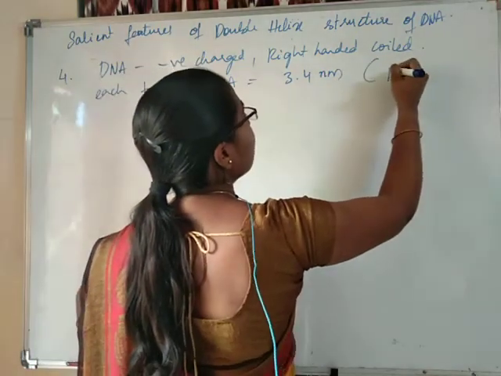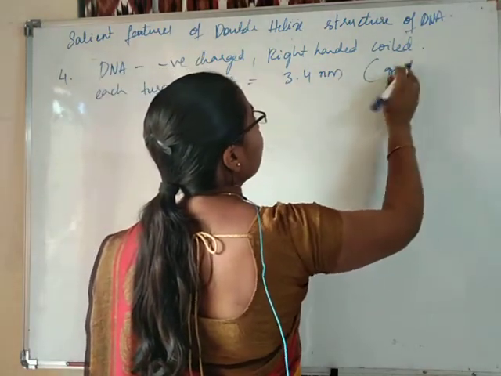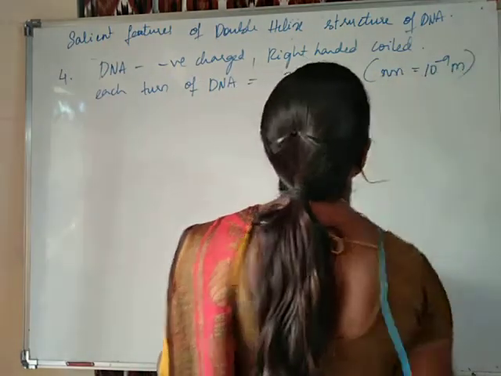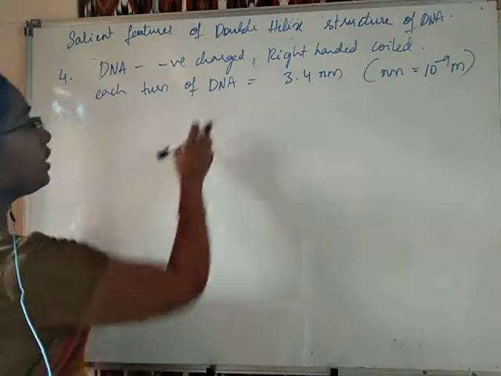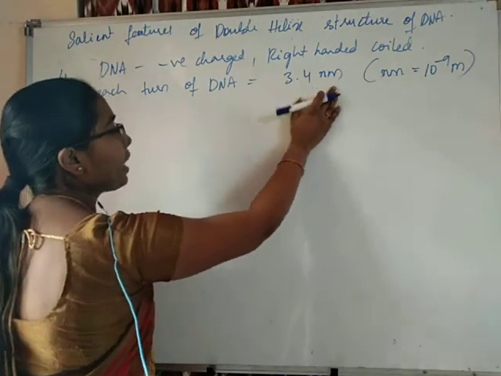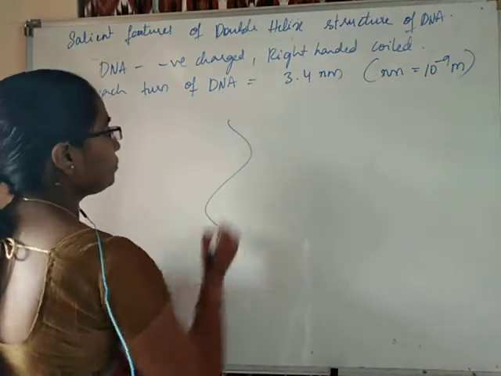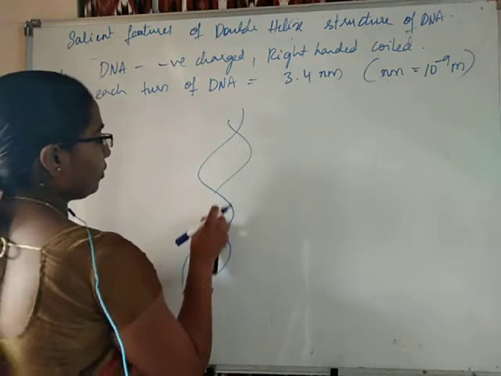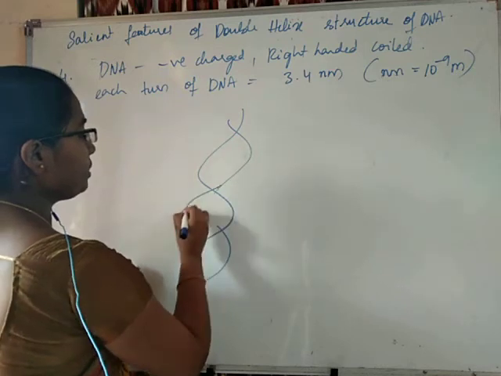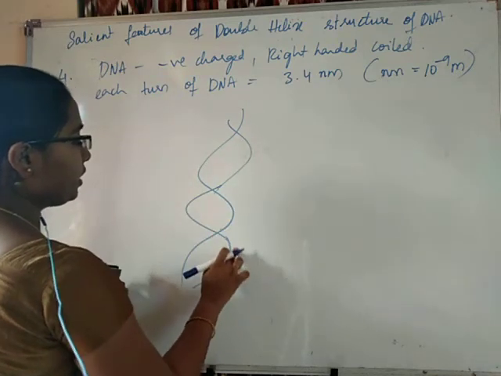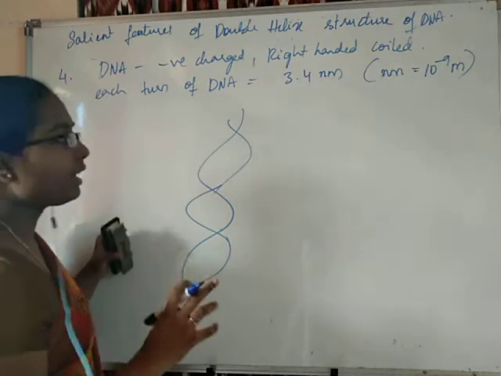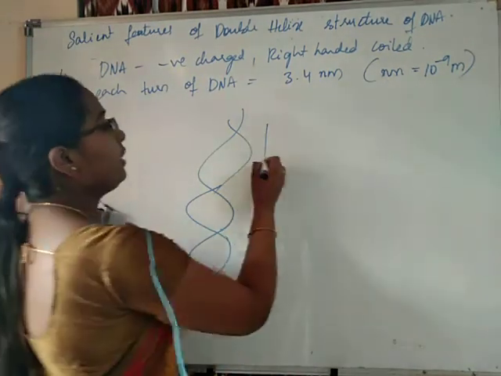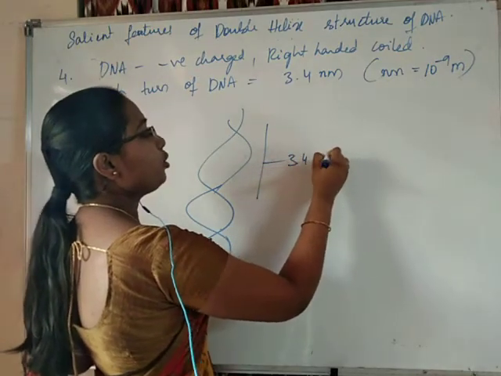You know what nanometer means? A nanometer is equal to 10 to the power of minus 9 meters. So, each turn of the DNA has a length of 3.4 nanometers. In this way the DNA strands will be appearing, coiled around each other. If this is one turn of DNA, this will measure 3.4 nanometers.